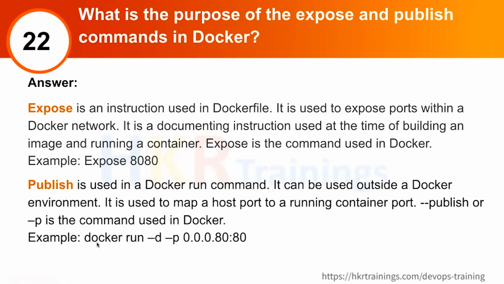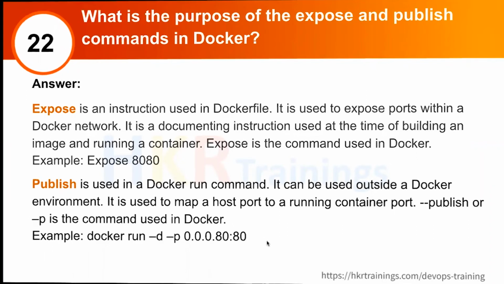So for example, docker run -d, where -d means running as a daemon, -p to publish the port, and we're exposing the container's port 80 to your localhost port 80, and then you can give your image name as the last parameter as well.